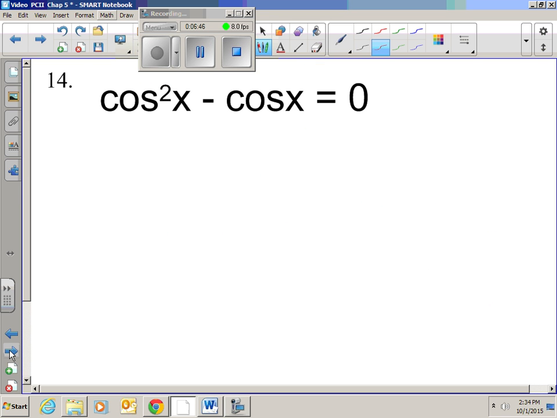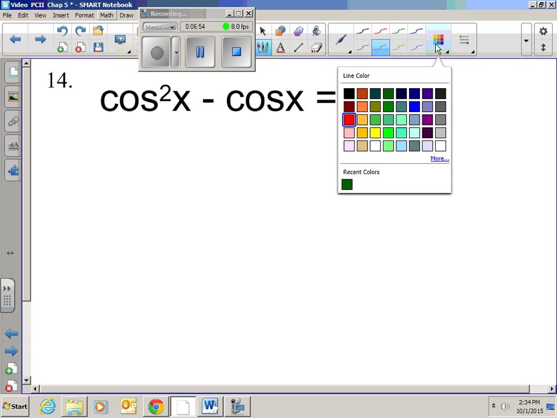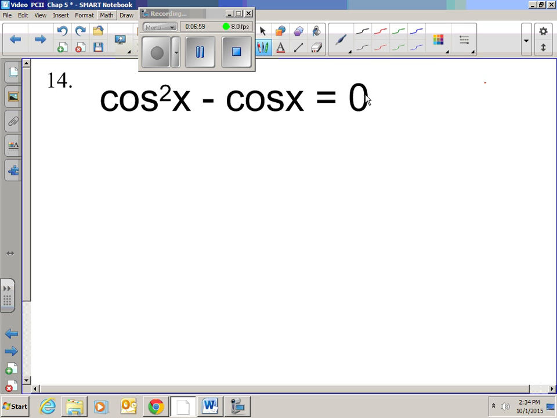This one's a little bit different. We'll do this one in radians this time. I'm going to look to factor. I see that I can do some factoring right now. I'm going to factor a cosine x from both terms there on the left-hand side. So I have cosine x times cosine x minus 1 is equal to 0.